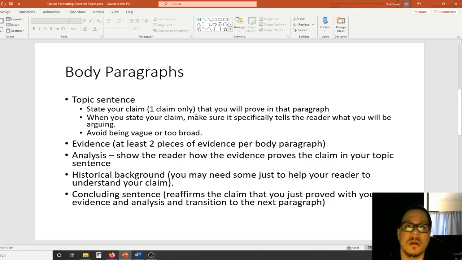And then you'll have your conclusion, which ultimately reaffirms the points that you made. I mean, not everything, but you're summarizing the main points that you've made in your paper, and then maybe stating the significance of your overall thesis.